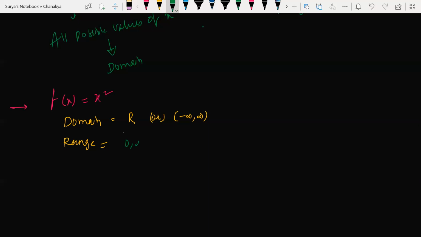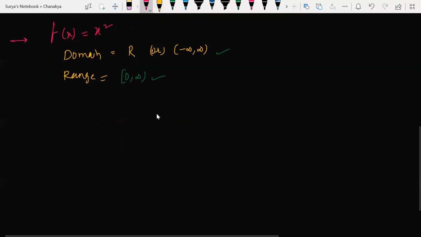0 to infinite, that makes the point. Infinite open bracket. Can I include 0 here? Of course. 0 to infinite is my range. All right. So now this is a basic function.